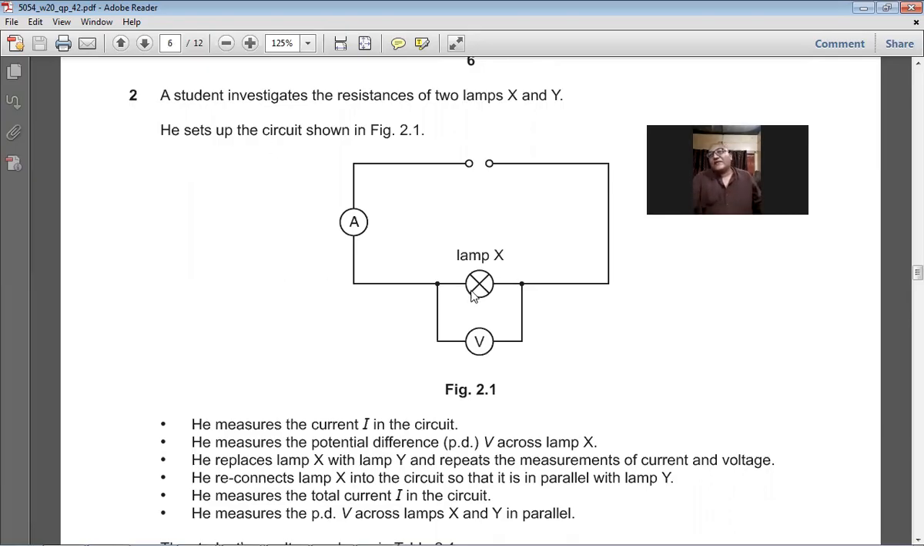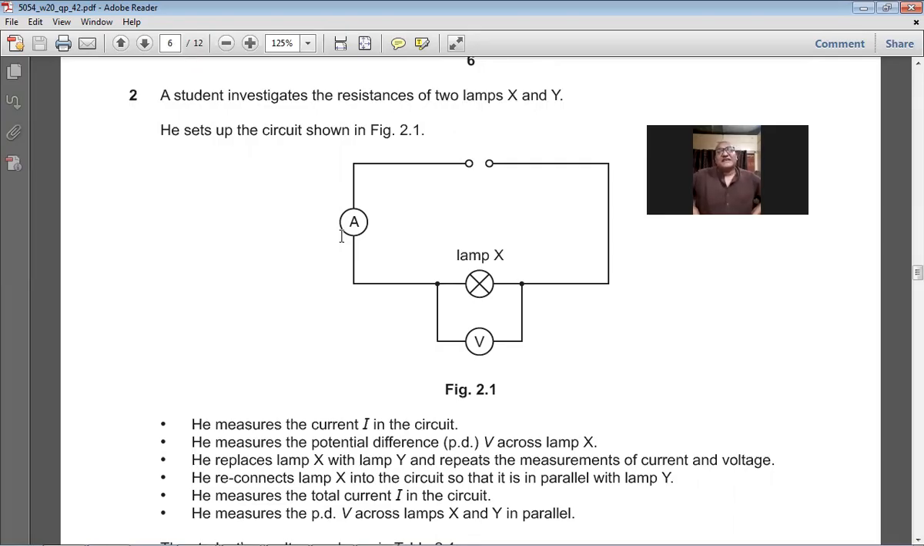So here we have a lamp X. We have put a voltmeter across the lamp X. Here we have an ammeter. This is the power supply. So this ammeter will tell you how much current is flowing through the lamp X, and this voltmeter will tell you how much voltage is taken by the lamp X.